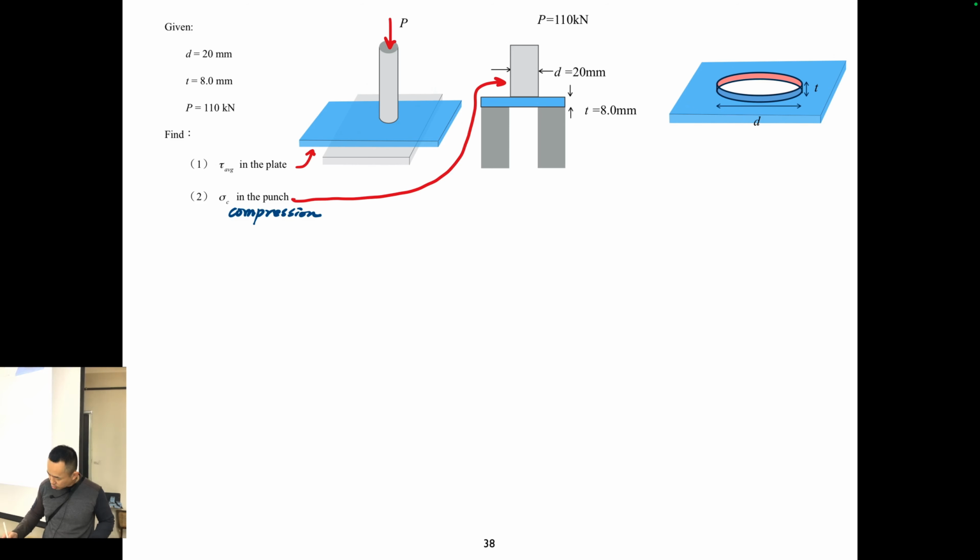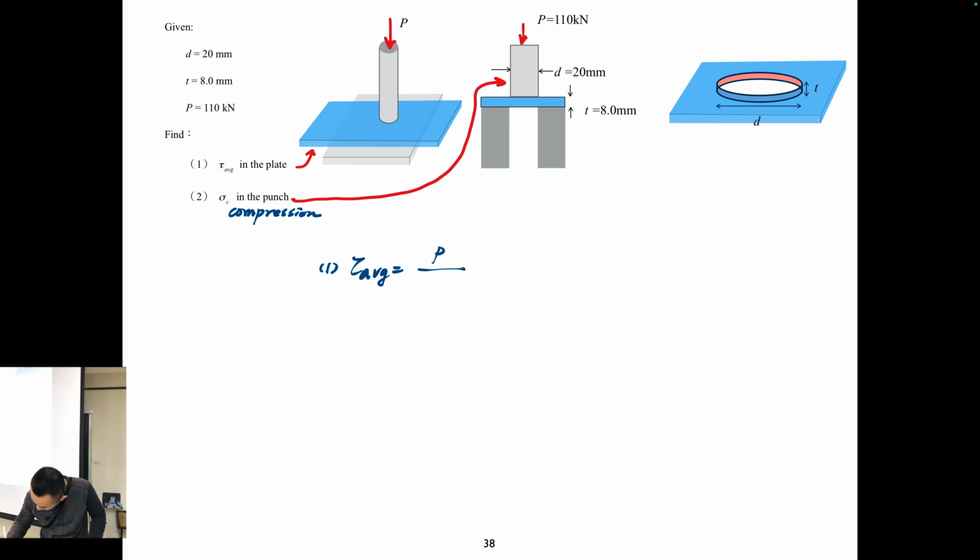right? Because you are going to compress it, okay? And the first one, tau average. The two examples are easy, okay, compared to the first one. P divided by the area. So what is the area of the shear stress for this plate?